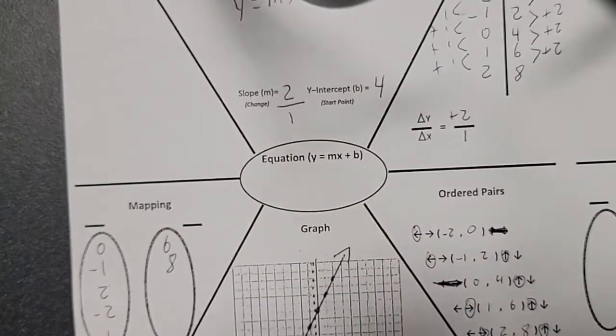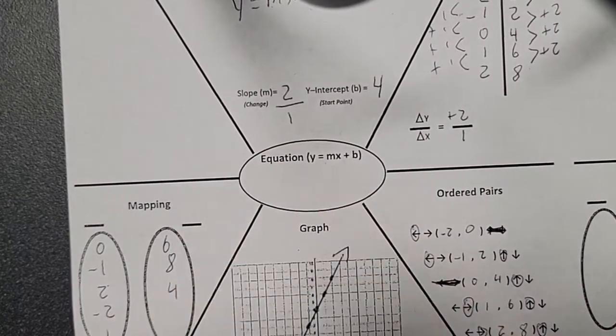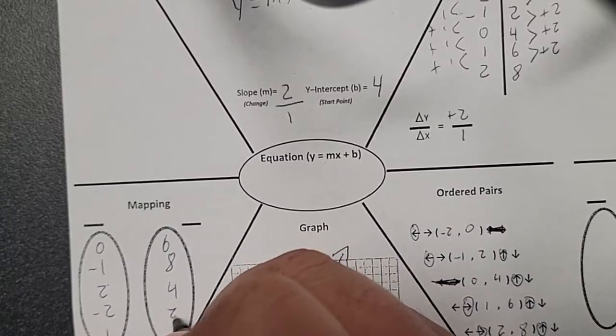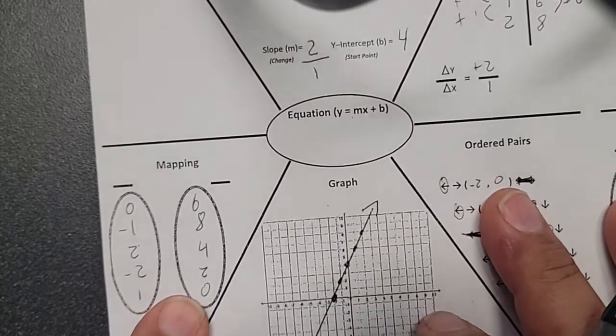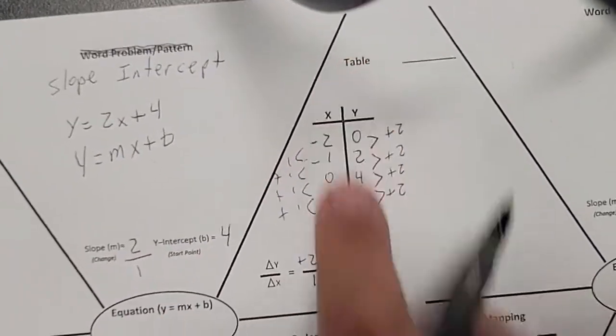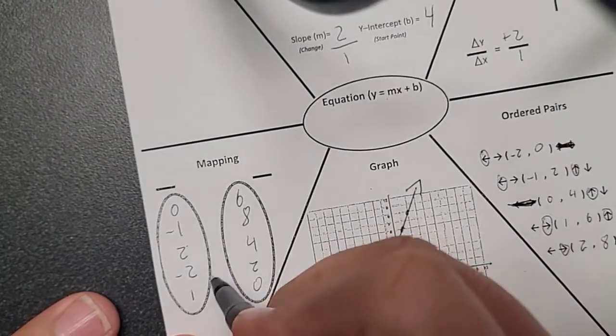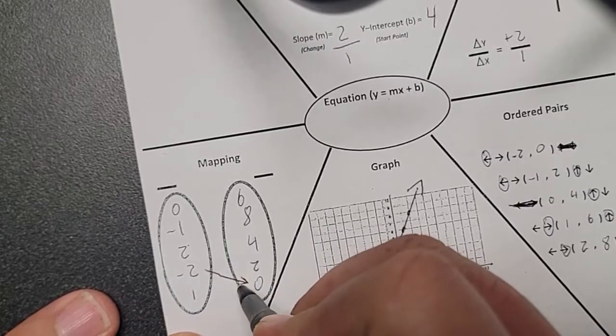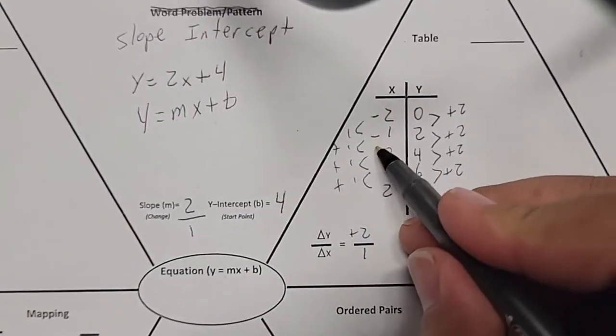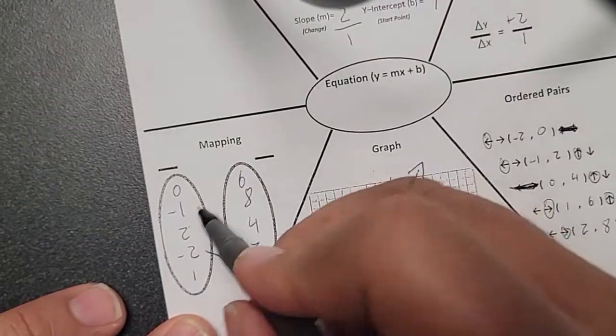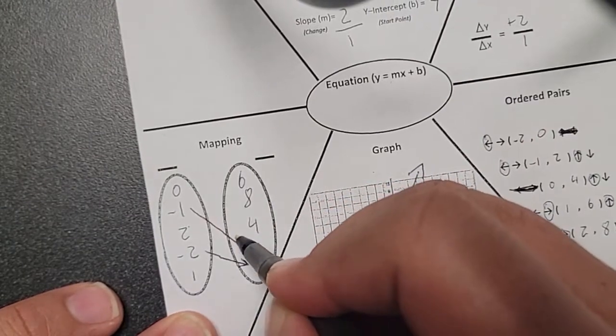Next, let's put like 6, 8, 4, 2, 0. Now all you gotta do is match it. So the table gives you the answers for everything. -2 is supposed to go to the 0. So -2, draw a line going to 0. Good. -1 is supposed to go to 2. So -1, let's go to 2 down here. Good.